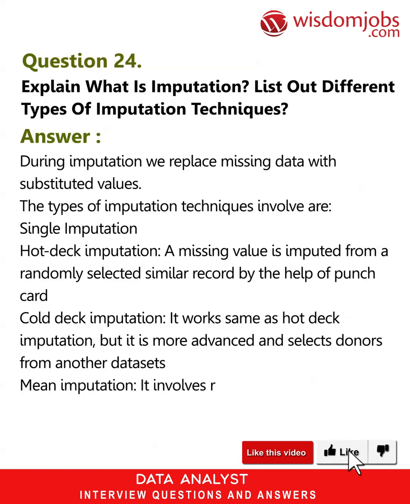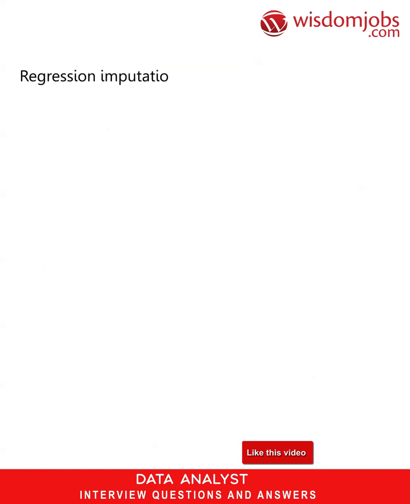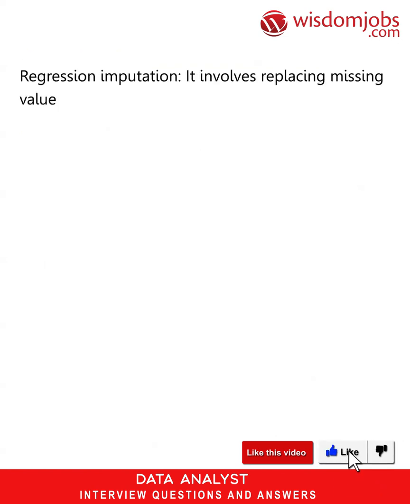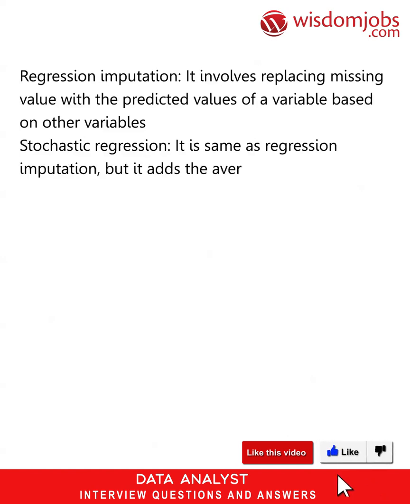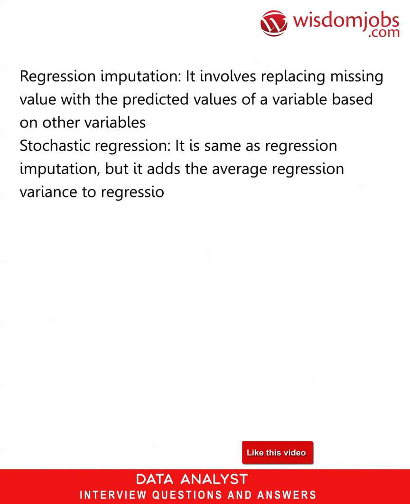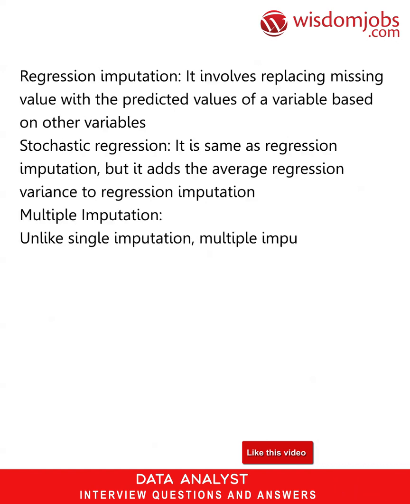Mean imputation. It involves replacing missing value with the mean of that variable for all other cases. Regression imputation. It involves replacing missing value with the predicted values of a variable based on other variables. Stochastic regression. It is the same as regression imputation, but it adds the average regression variance to regression imputation. Multiple imputation. Unlike single imputation, multiple imputation estimates the values multiple times.